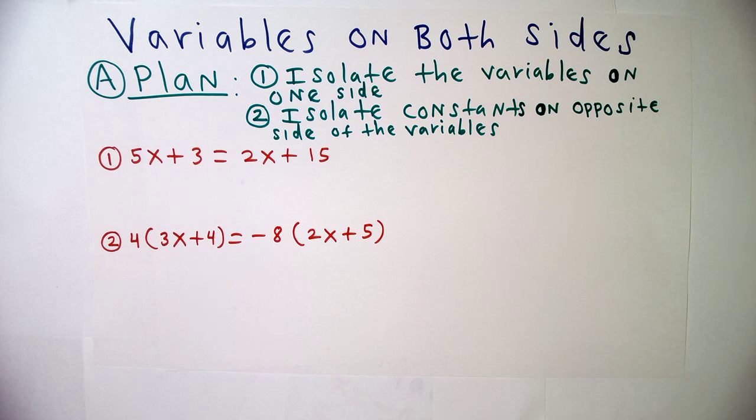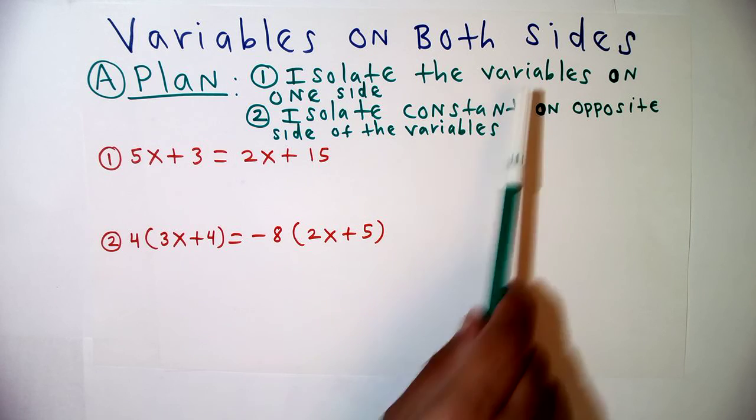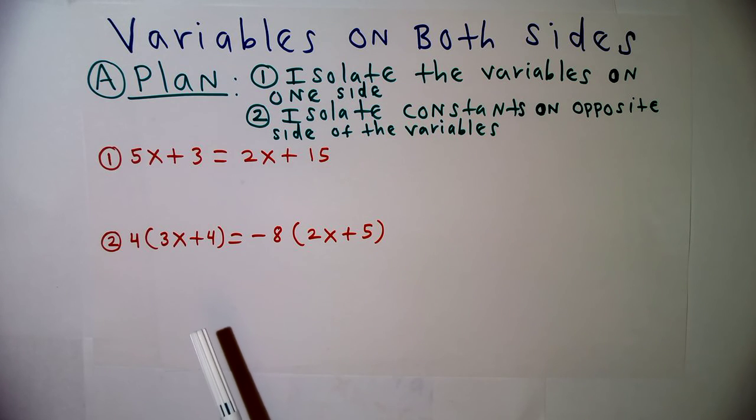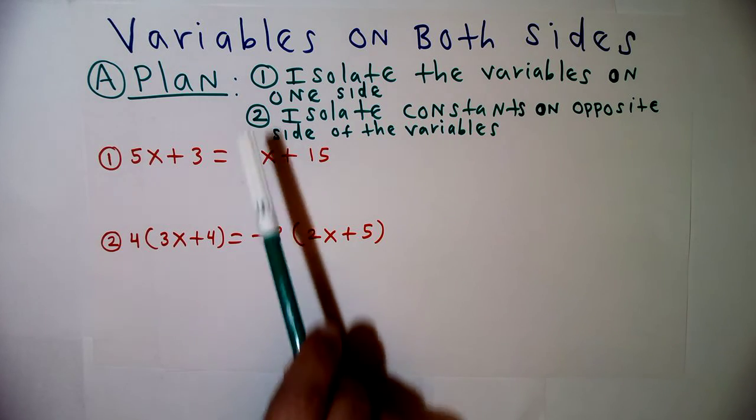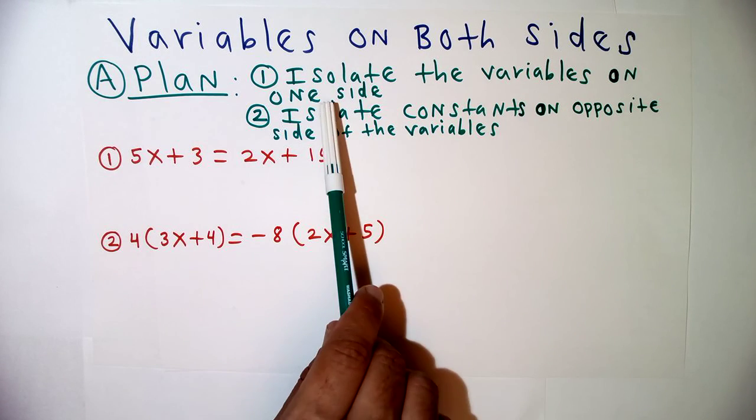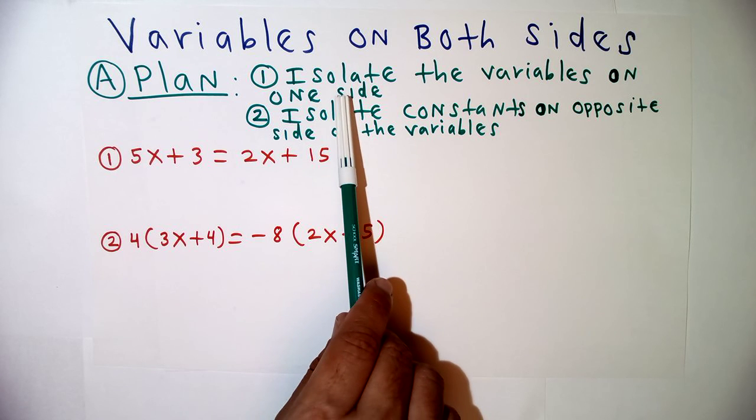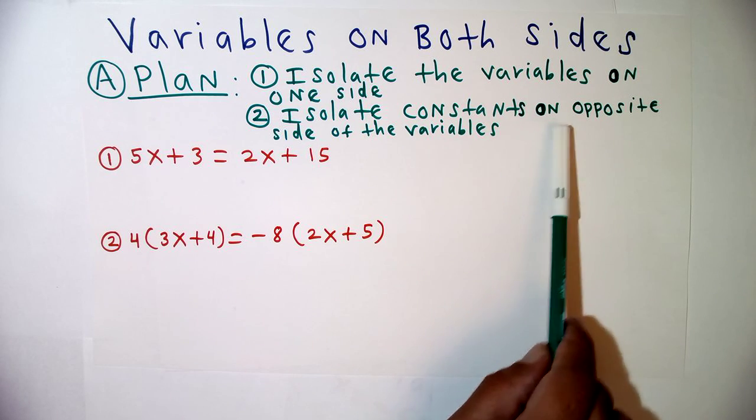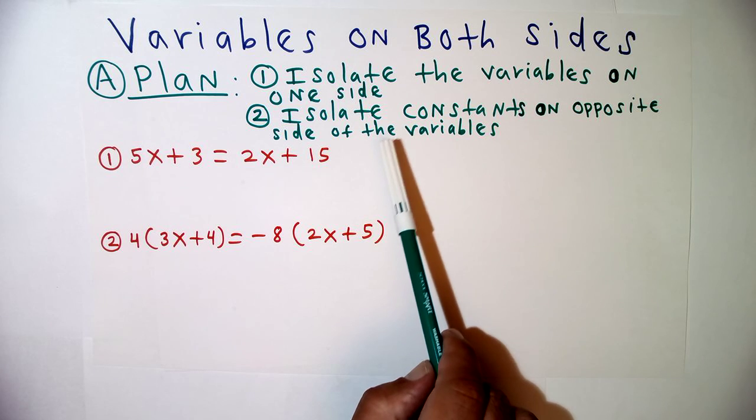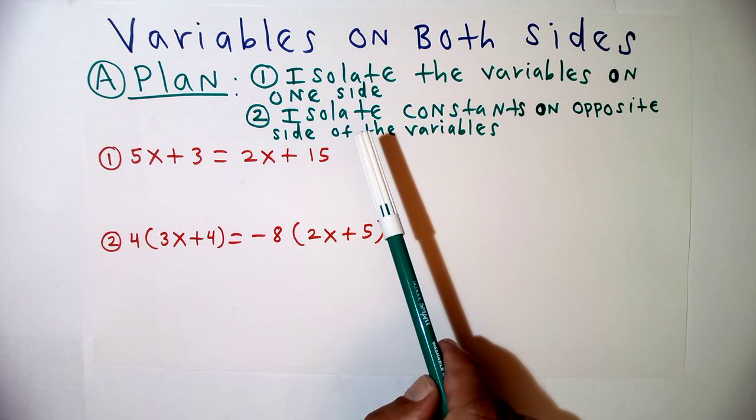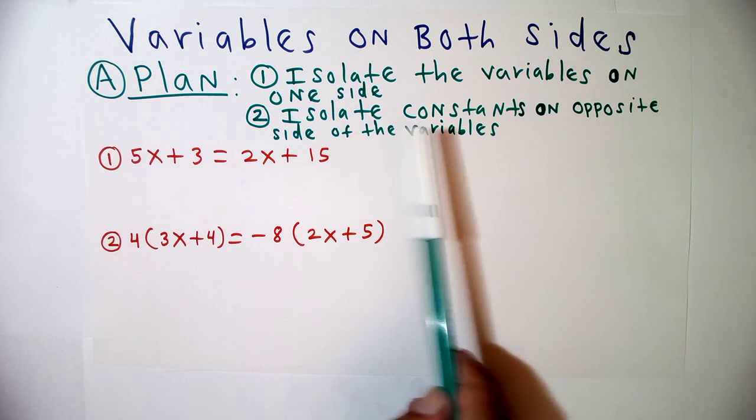In this video, we're going to solve equations with variables on both sides. All right. The plan here is going to be to isolate the variables on one side, and after you do that, then you isolate the constants on the opposite side of the variables with the steps that we learned before, rules of inequalities. It's the same rule here.